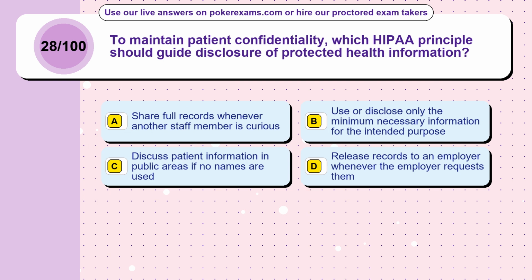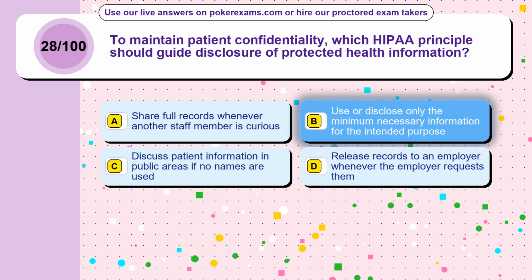Question 28. To maintain patient confidentiality, which HIPAA principle should guide disclosure of protected health information? Option A. Share full records whenever another staff member is curious. Option B. Use or disclose only the minimum necessary information for the intended purpose. Option C. Discuss patient information in public areas if no names are used. Option D. Or release records to an employer whenever the employer requests them. The correct answer is option B.